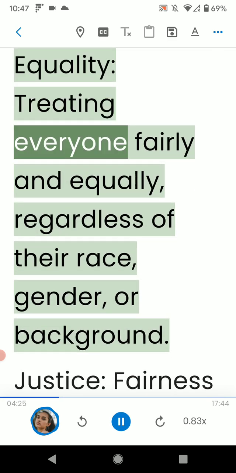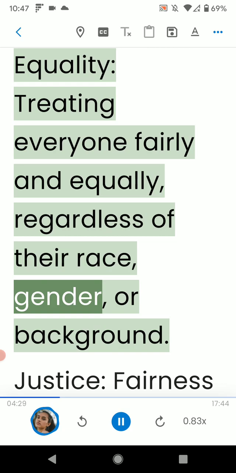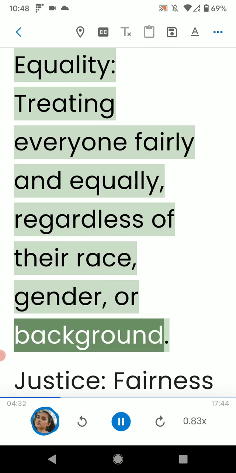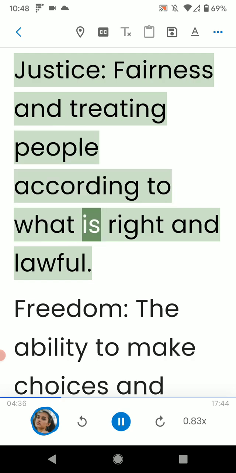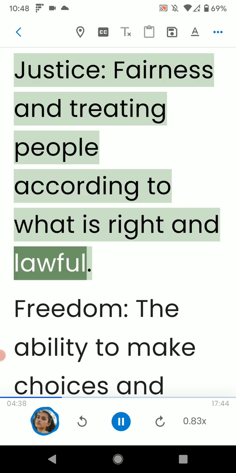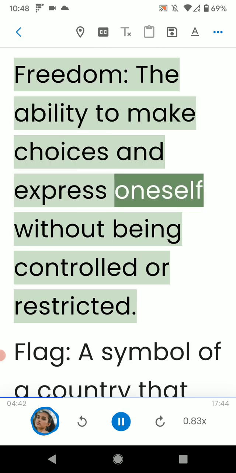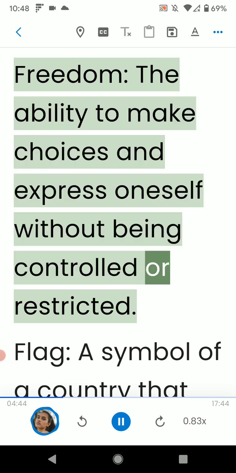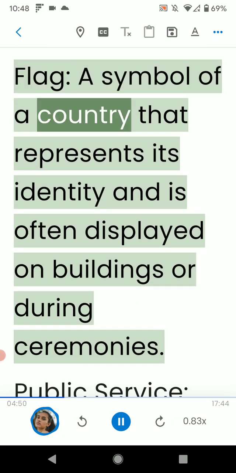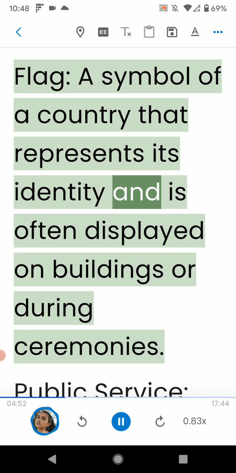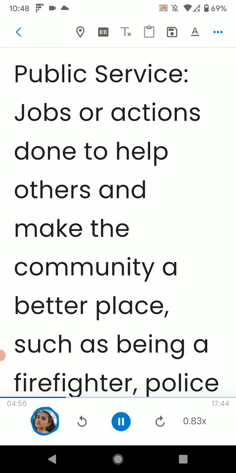Equality, treating everyone fairly and equally, regardless of their race, gender, or background. Justice, fairness in treating people according to what is right and lawful. Freedom, the ability to make choices and express oneself without being controlled or restricted. Flag, a symbol of a country that represents its identity and is often displayed on buildings or during ceremonies.